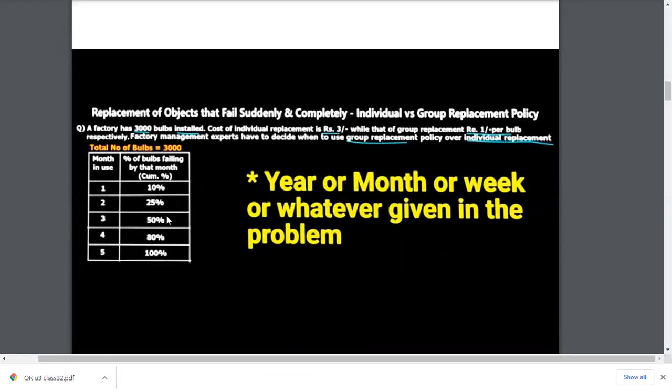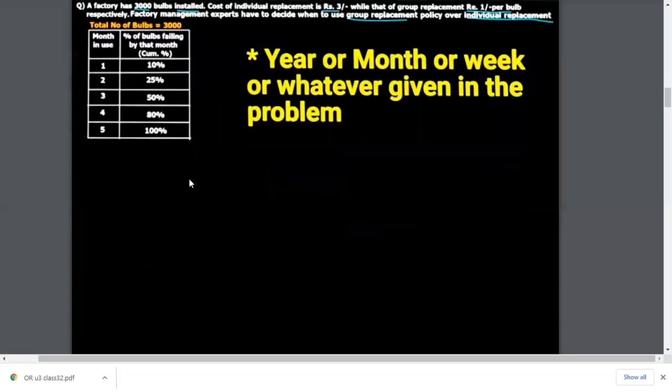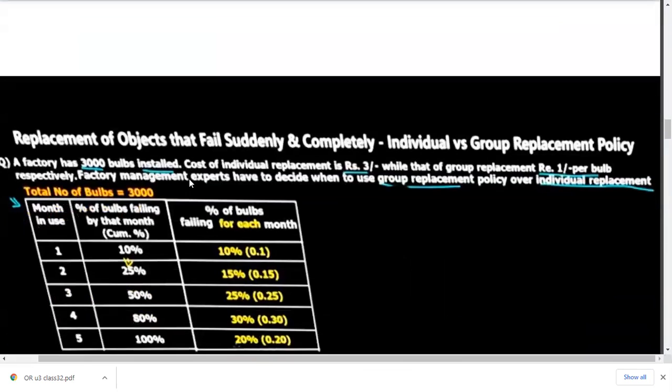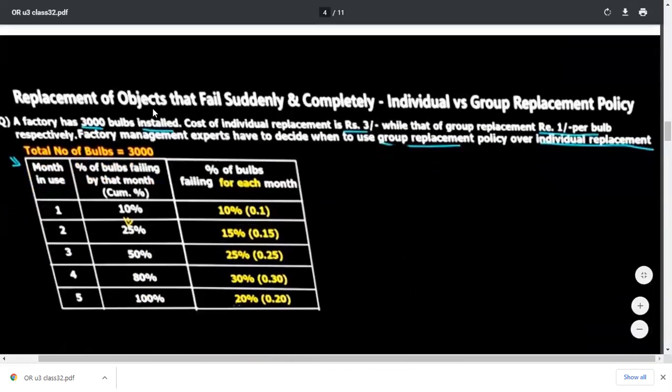Okay, in this problem it is given month wise. In the first month 10%, second month 25%, third month 50%, fourth month 80%, and fifth month 100% of bulbs are failing. So this is the replacement of objects that fail suddenly and completely. Okay, a factory, so this is that. So how will we take this table?